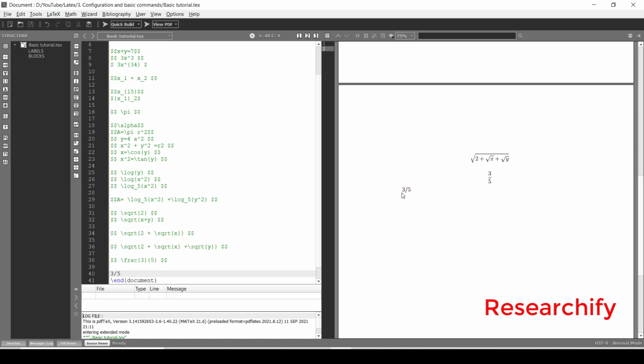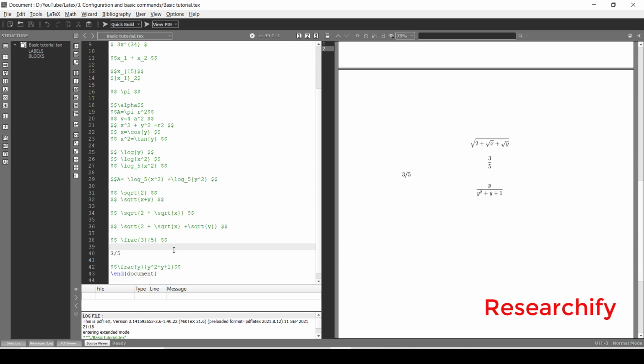We get 3 by 5 in the text mode, and this 3 by 5 is in the mathematical mode. So you can see there is some difference. If you put the dollar sign, you will get the mathematical mode, and sometimes in writing you also need 3 by 2 in this format. If you are writing any equation, you also need this type of font. So when you need mathematical mode, you have to write the frac command, or if you don't need mathematical mode, just write 3 slash 5 and you will get 3 by 5.